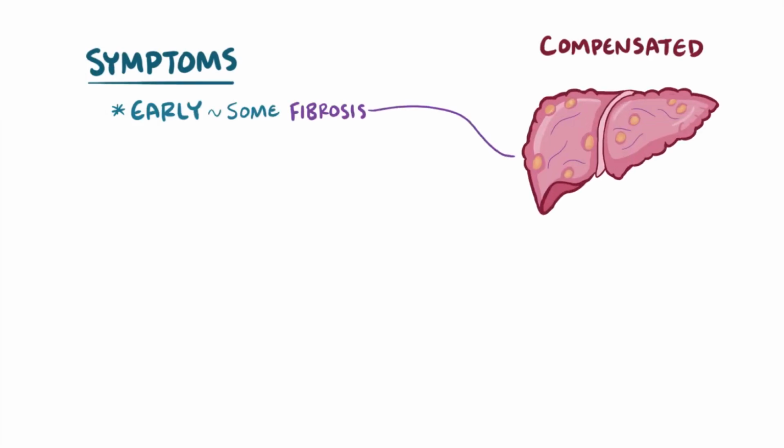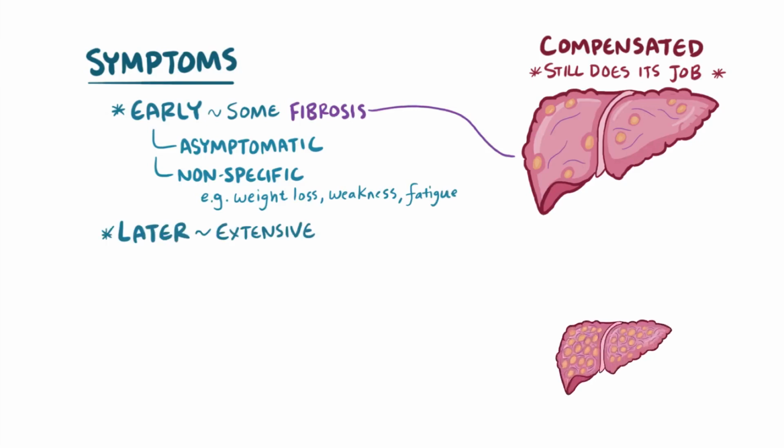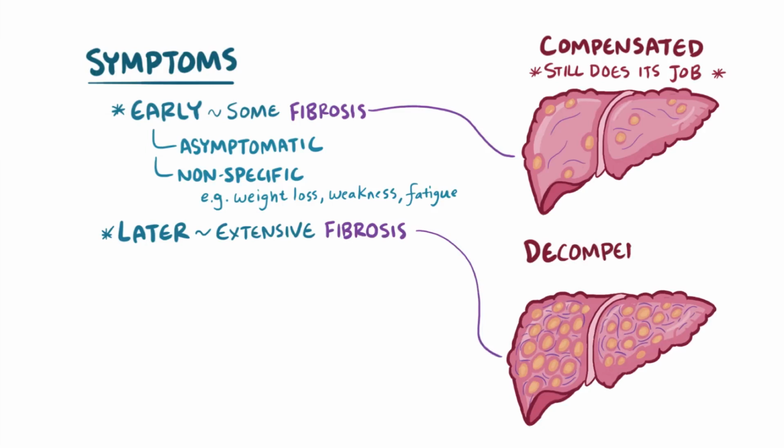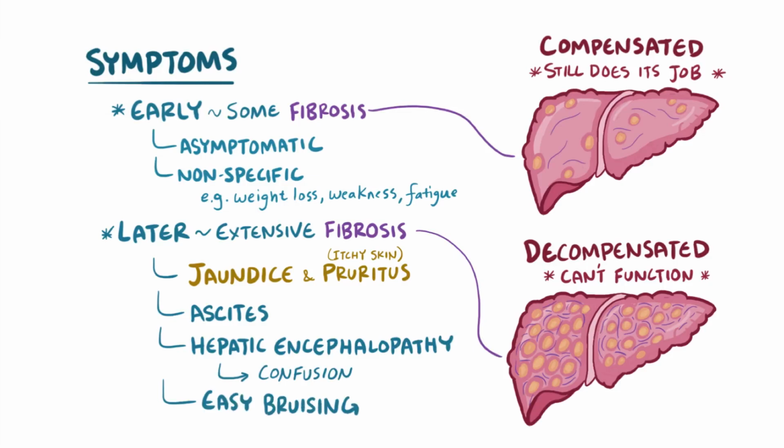So to recap the general symptoms of cirrhosis, early on with a small amount of scarring and fibrosis, we call it compensated cirrhosis, meaning that the liver can still do a lot of its job. In this case, somebody with cirrhosis might not have any symptoms, or they might have non-specific symptoms like weight loss, weakness, or fatigue. Later on, though, with extensive scarring, the liver progresses to decompensated cirrhosis, and it can't function normally. At this point, a lot of the described symptoms start to develop, like jaundice and pruritus or itchy skin, ascites, hepatic encephalopathy, which can lead to confusion, and easy bruising from low coagulation factors.